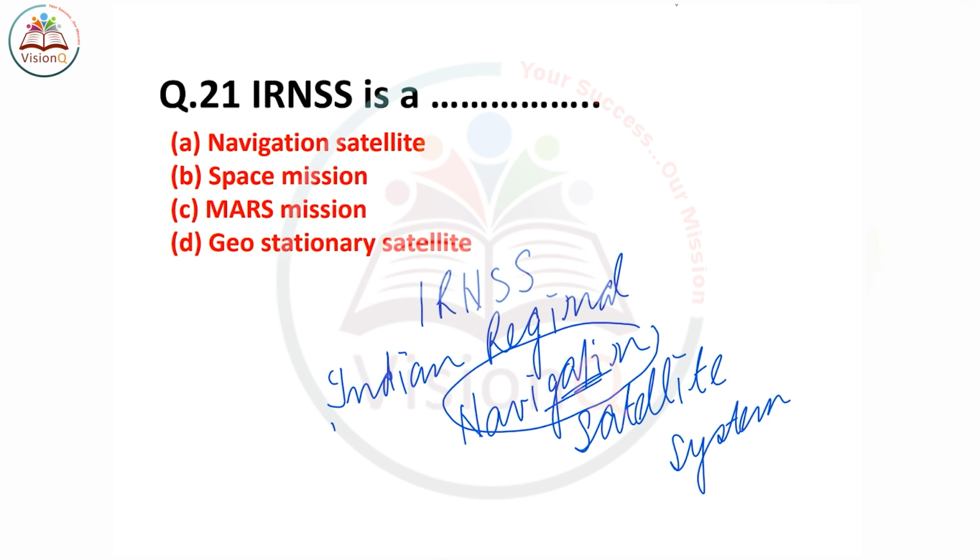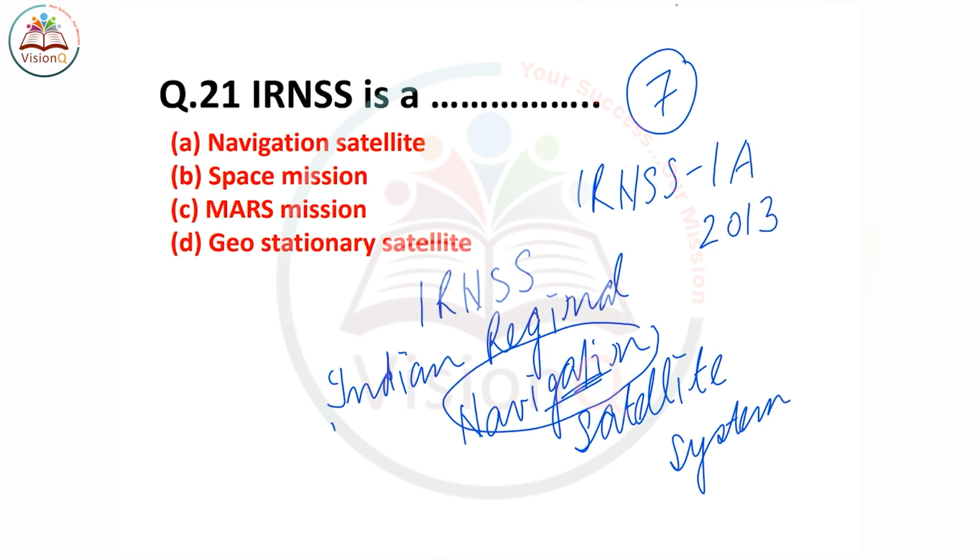The first satellite of this IRNSS series was IRNSS 1A. It is a group of 7 satellites. The first satellite, IRNSS 1A, was launched in the year 2013. The right answer of this question will be option number A. This is a series of navigation satellites.